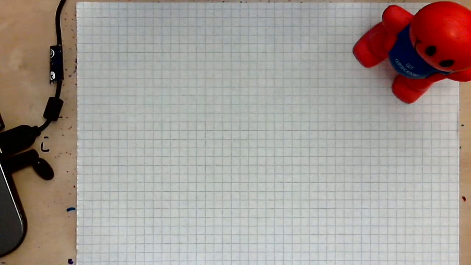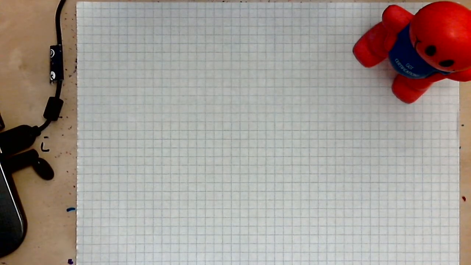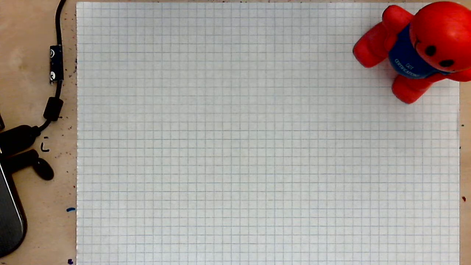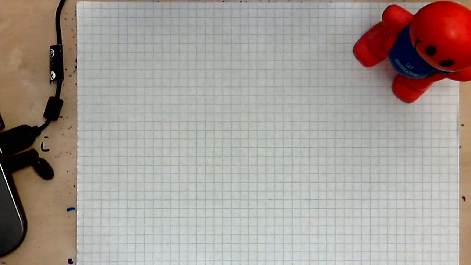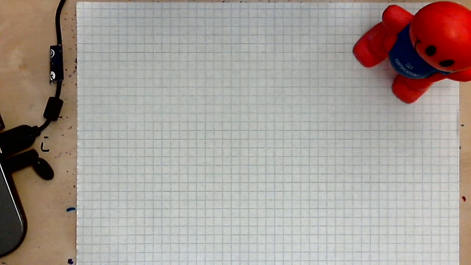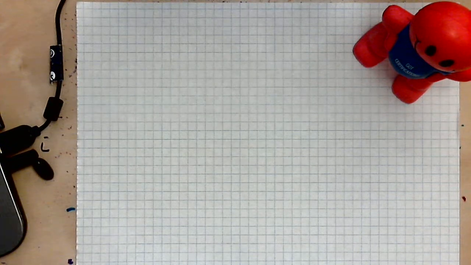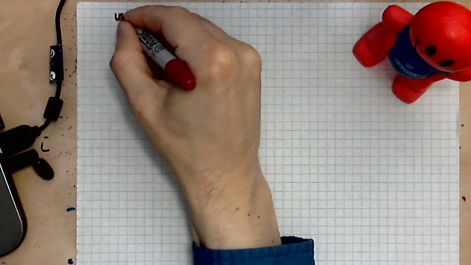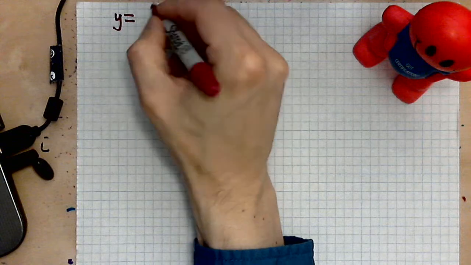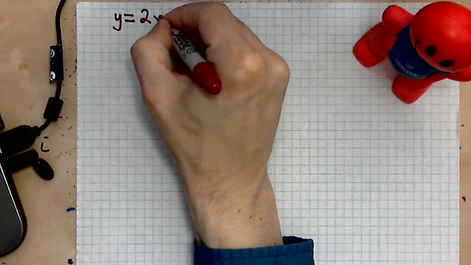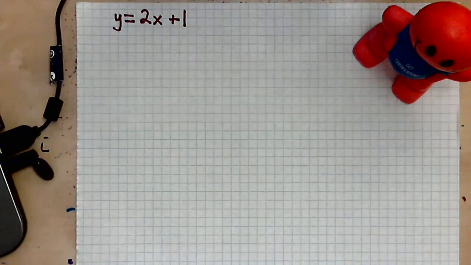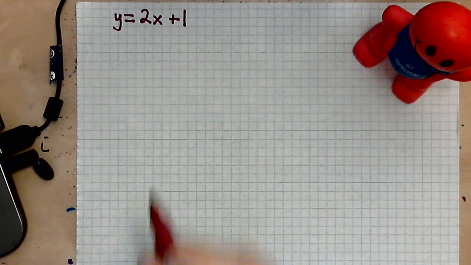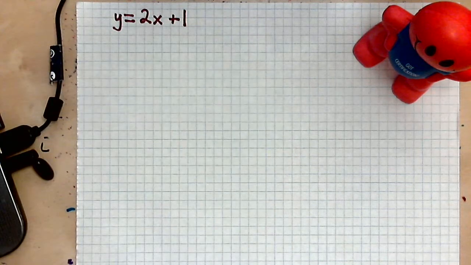So, in this video, I am going to give another example using pictures of finding the slope of an inverse. And we will work with a concrete function that looks like this. I will just make it up here: y equals 2x plus 1. So this is a linear function. It's x to the first.